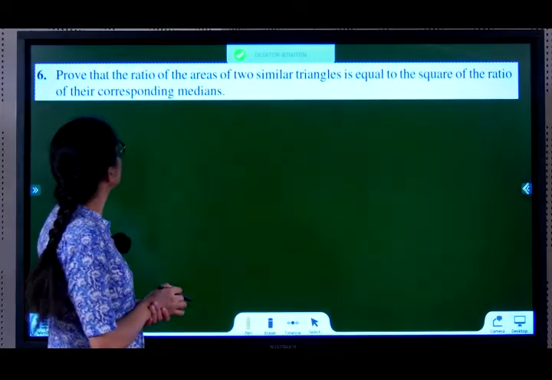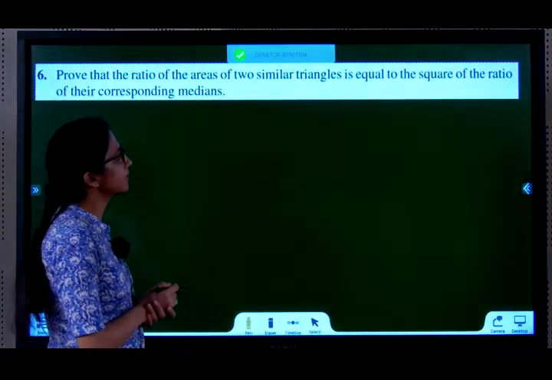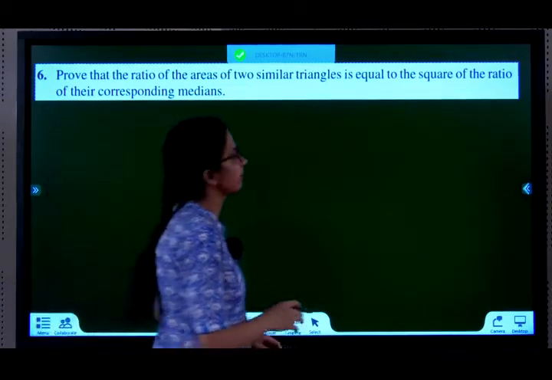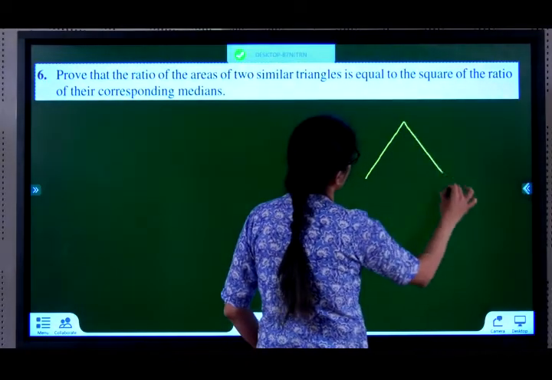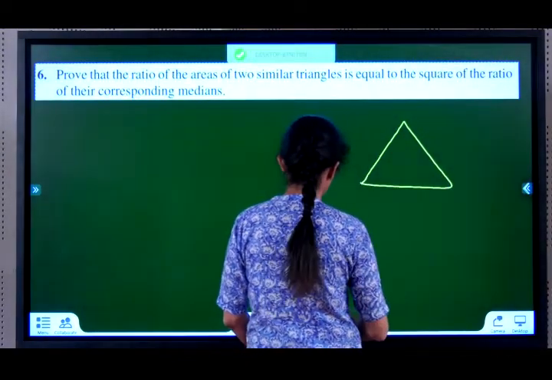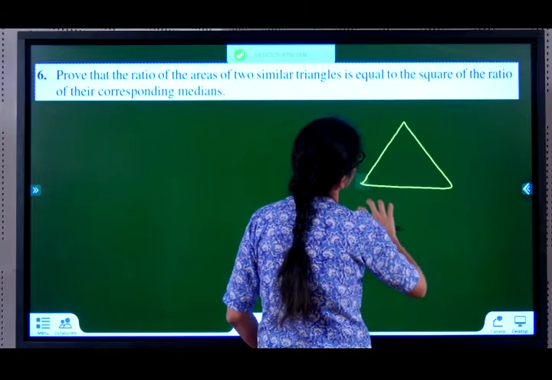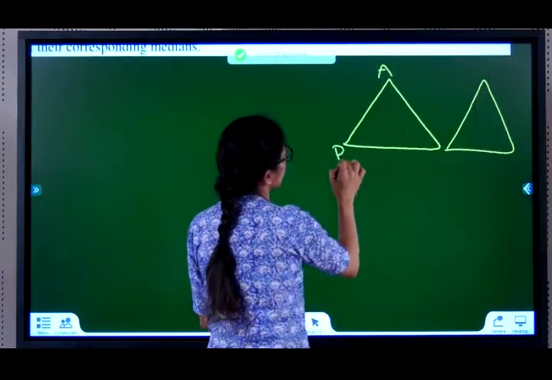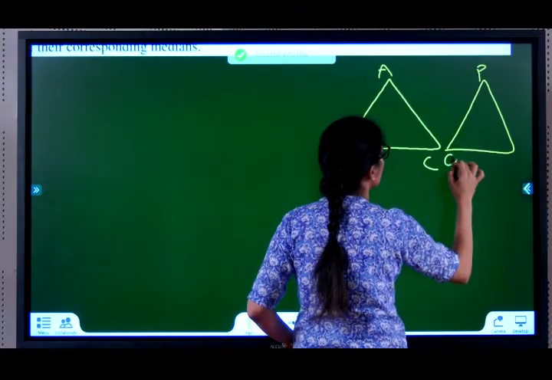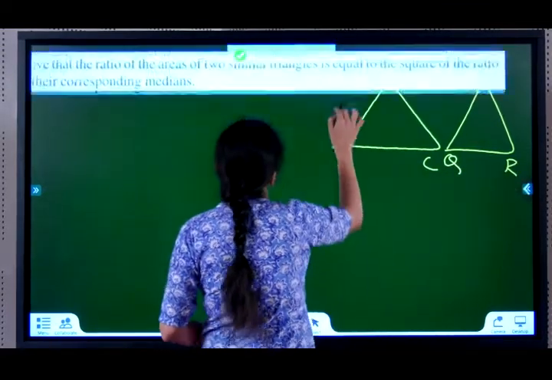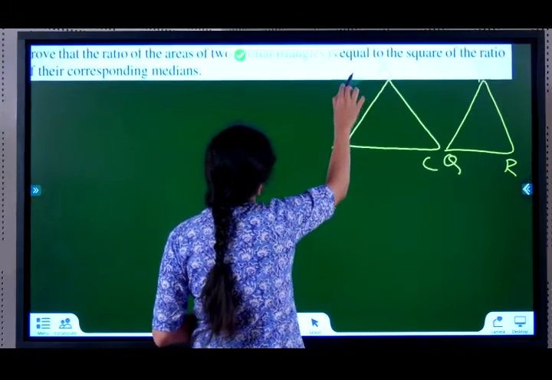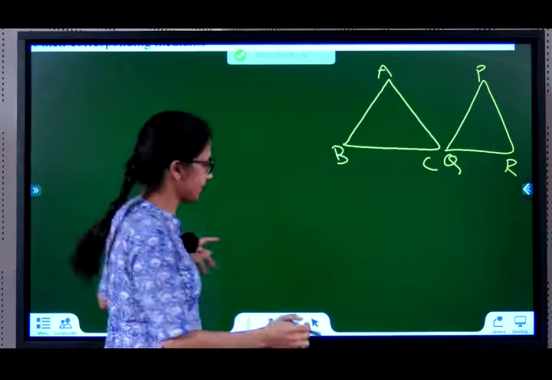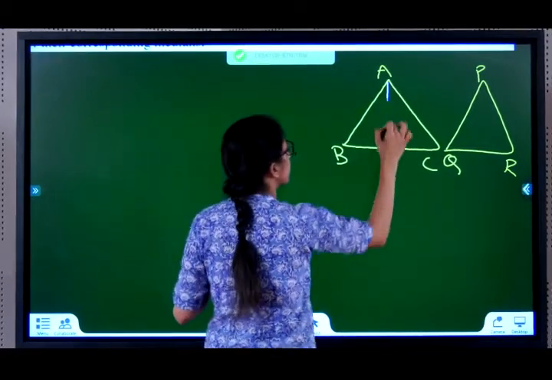Question 6. Prove that the ratio of the areas of two similar triangles is equal to the square of the ratio of their corresponding medians. So, there are two triangles here. They are telling you prove that the ratio of the areas of the two triangles is equal to ratio of their not side square, median square. So what do you have to draw? Draw the medians.